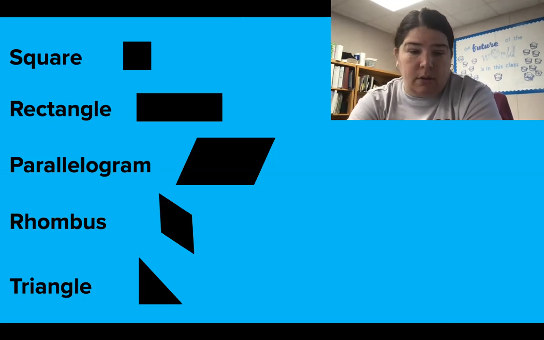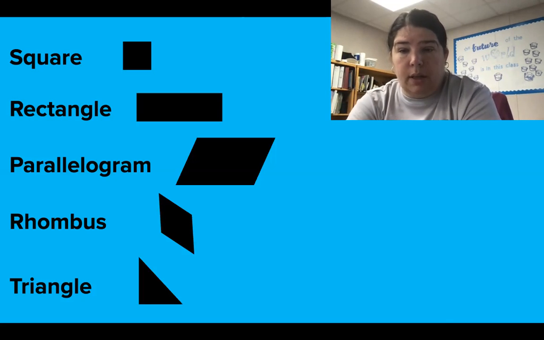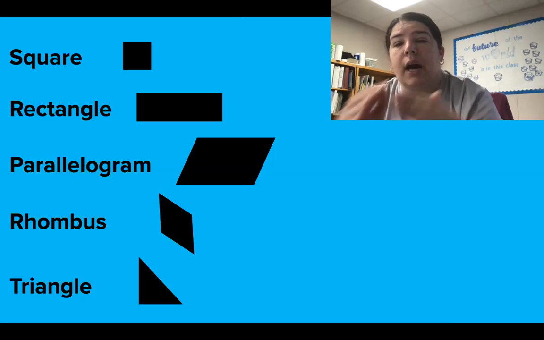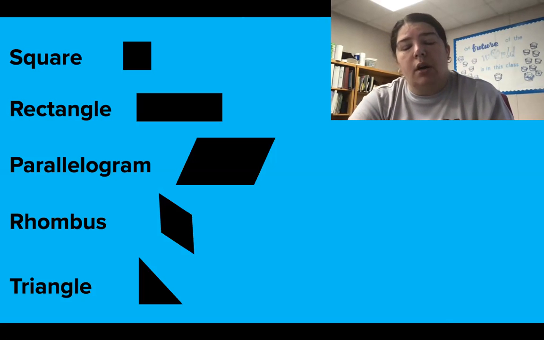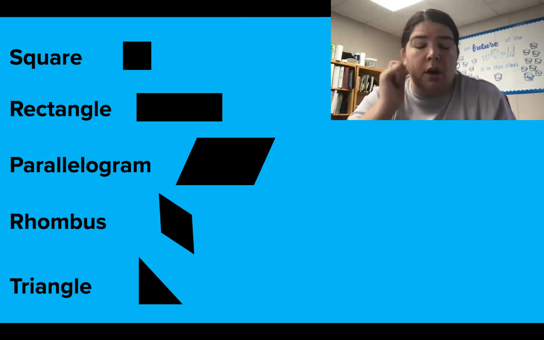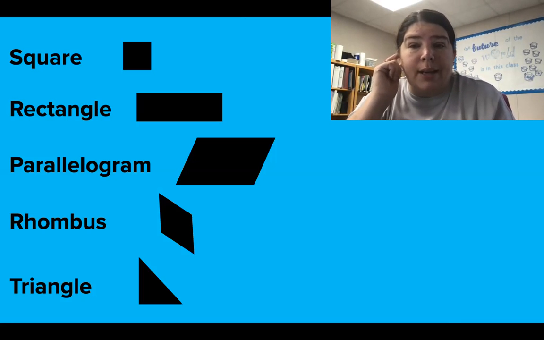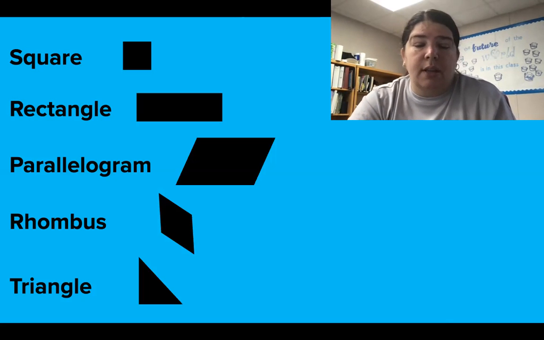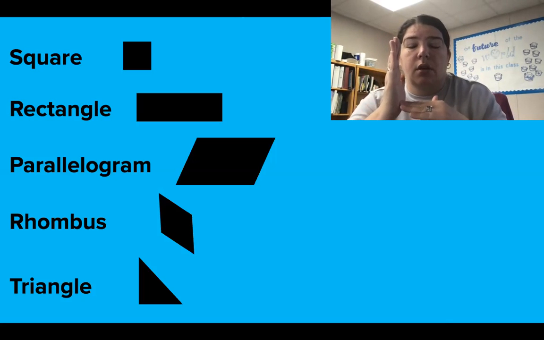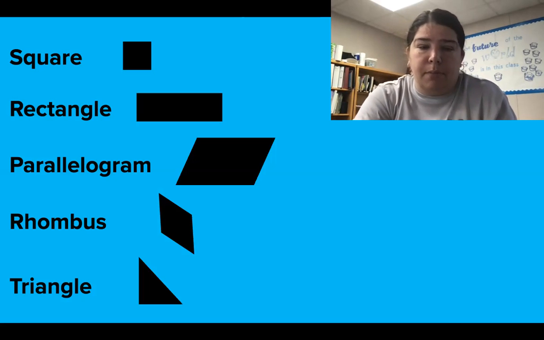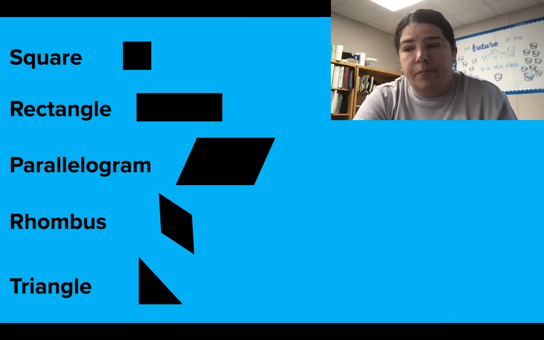Now the triangle. Triangle has three sides. There are many different triangles you'll learn in the next few years, depending on what size the sides are. But at this point, if you're looking at this one on the screen, this is what we call a right angle triangle, a right triangle, because you'll notice that the angle on the bottom is a right angle, even though I didn't put the little square in it, okay?